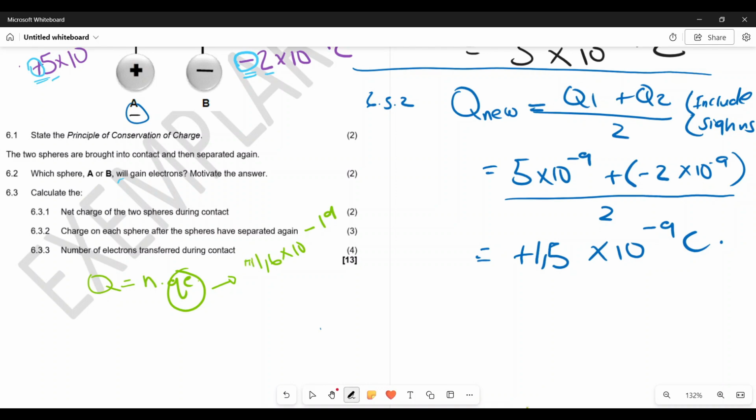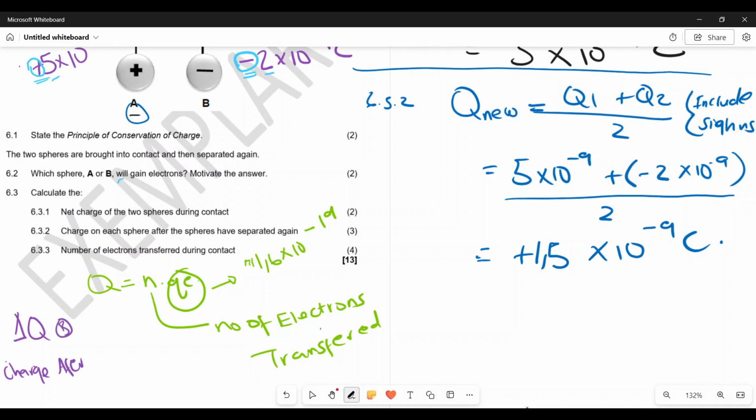Now, we know that QE is a constant. What about N? N is what we are looking for. This is the number of moles, or rather, the number of electrons transferred. Now, with regards to your Q, you can use whatever sphere. So I'm going to use sphere B, right? And my Q basically is my change in charge. My charge after, or B, if you're using B, minus your charge initially.